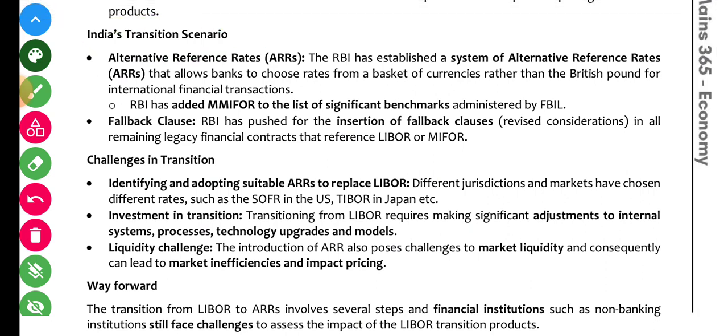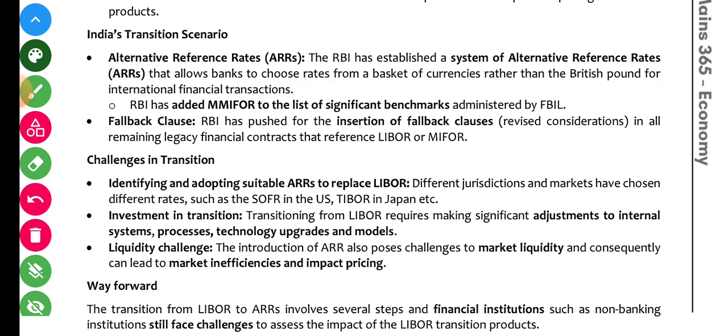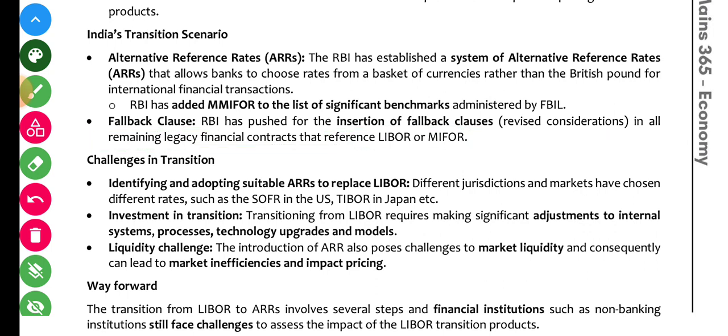India's transition scenario. Alternative reference rates: a system that allows banks to choose rates from a basket of currencies rather than the British pound for international financial transactions. Fallback clause. What is a fallback clause? The RBI has pushed for the insertion of fallback clauses, revised considerations, in all remaining legacy financial contracts that reference Libor or Mumbai Interbank Offered Rate.